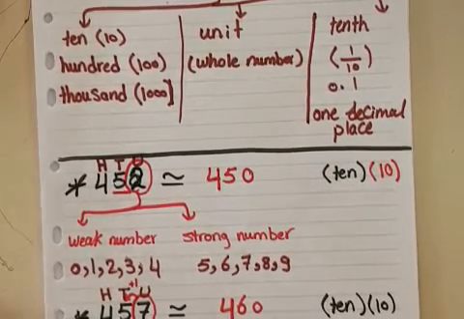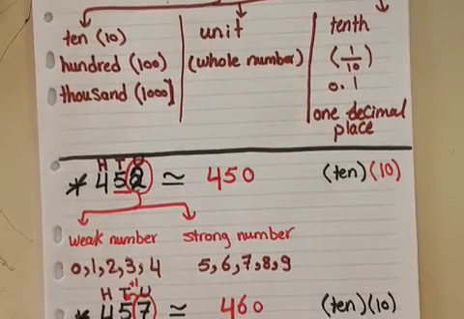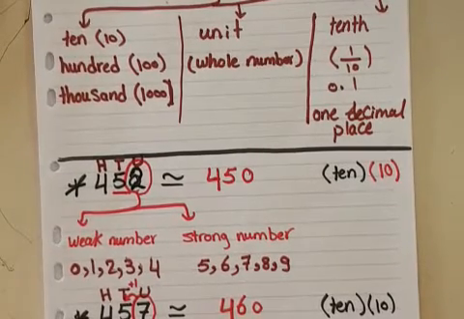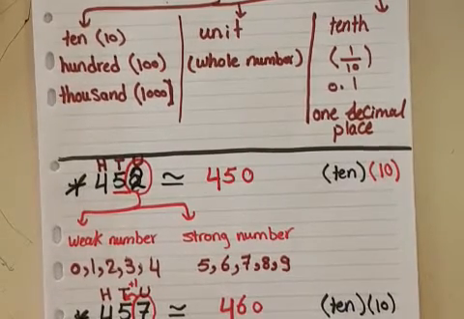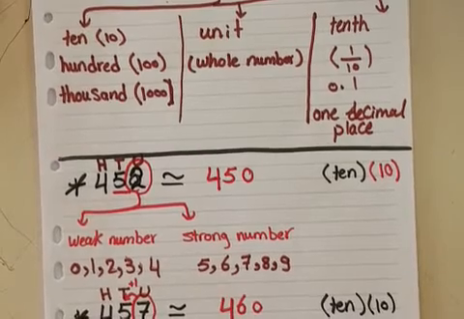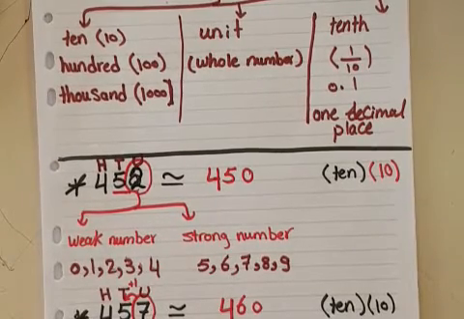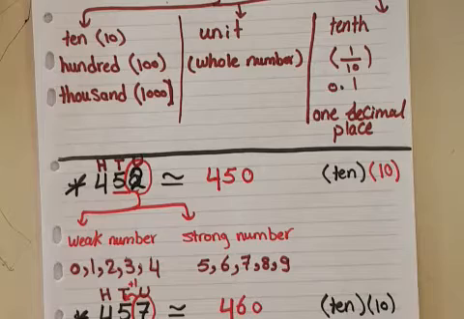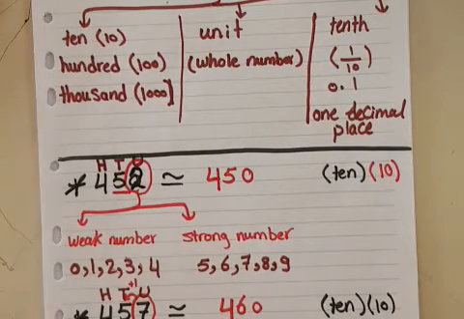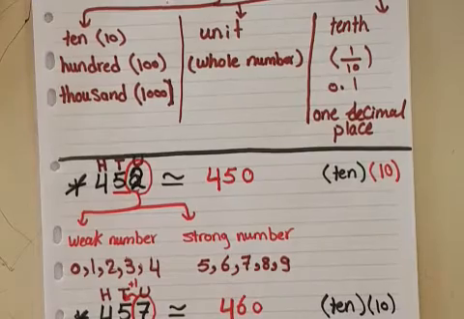So replace the 9 with 0 and add 1 to this one, because the 9 is strong. 1 plus 1 equals 2. And put the 8 and put the 3. So the answer is going to be 3,820. Okay, so 3,819 after approximation to the nearest 10 is going to be 3,820.